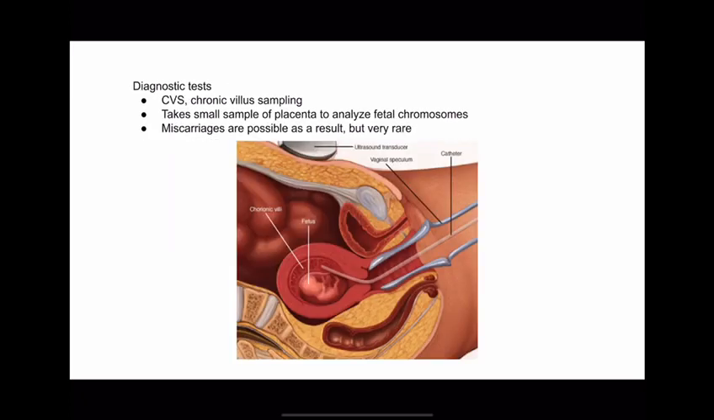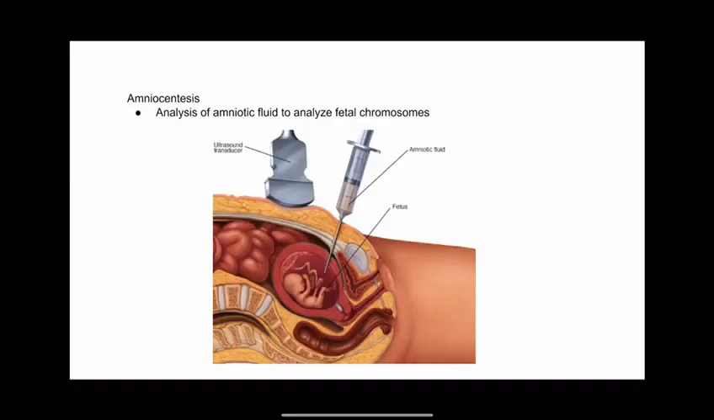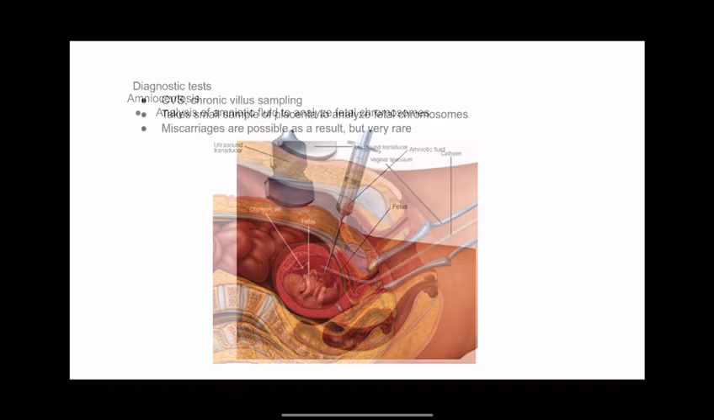There are also diagnostic tests such as chorionic villus sampling, short form CVS. This is a procedure that involves taking a small sample of the placenta to analyze the fetal chromosomes. It can be done between 10 and 13 weeks of pregnancy, but it's also important to mention that there is a very small chance of miscarriage as it can directly harm the fetus, but it's also very rare, so don't be afraid.